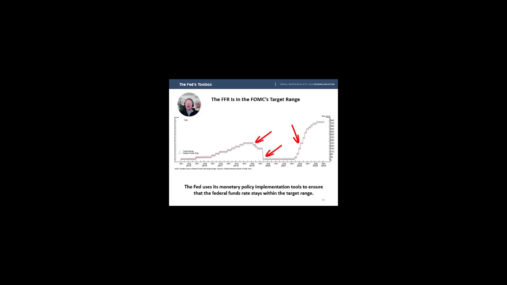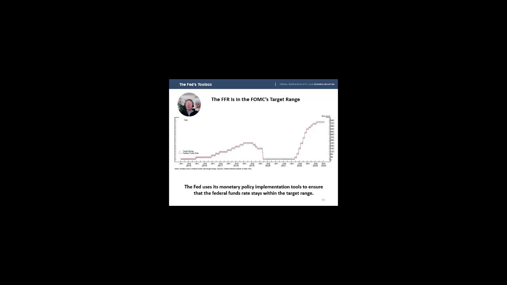Note that the Fed uses its monetary policy implementation tools to ensure that the federal funds rate stays within that target range. And this slide shows that its actions actually work. Remember, the federal funds rate is not set by the Fed, but determined in the federal funds market between banks. The red line is the market-determined median federal funds rate from all the transactions in the federal funds market. This rate, called the effective federal funds rate, is inside the target range. It's in the gray region set by the FOMC. So to summarize, the FOMC conducts monetary policy by setting the target range for the federal funds rate.